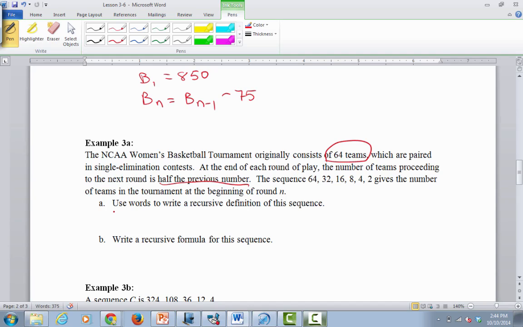So what I would say is I'm starting with what number? 64. Okay? And then I would say the next term is half of the last term. Okay?